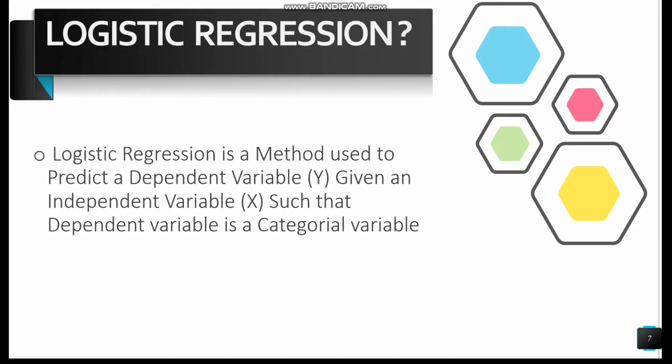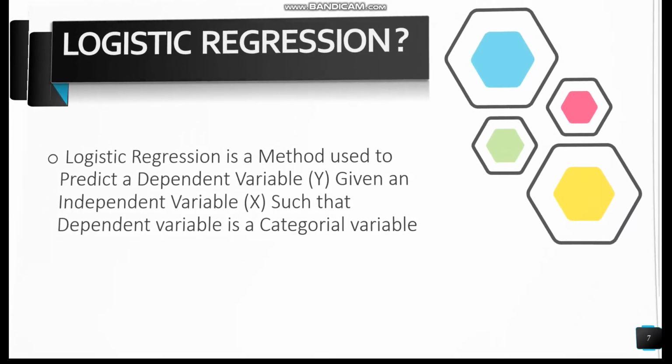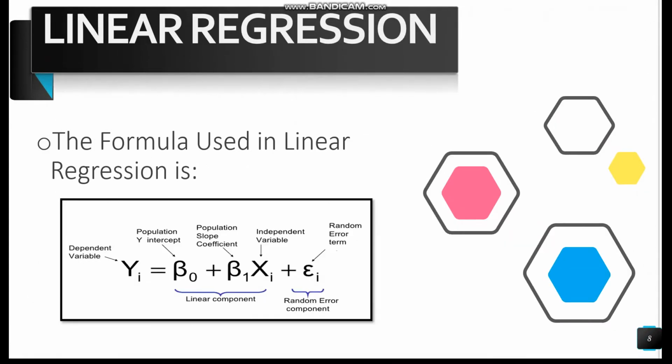Logistic regression is a method which is used to predict a dependent variable y given an independent variable x, such that the dependent variable is a categorical value, which means it can hold values like yes or no, 0 and 1, true or false. Now I will explain more about this in depth in a while.